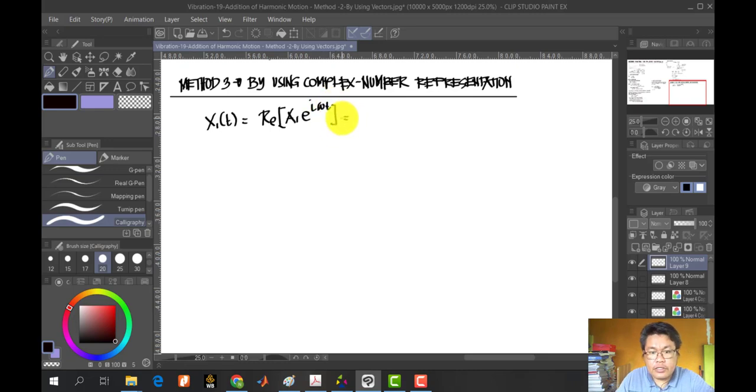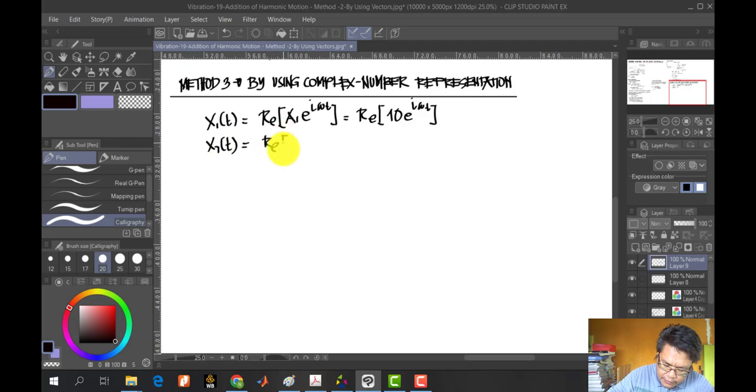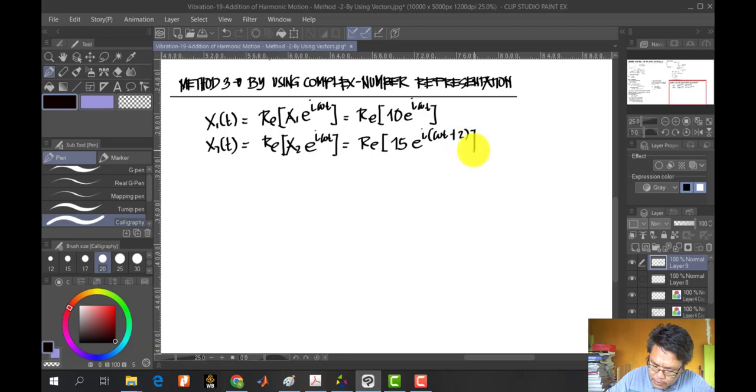Since the amplitude is given, the real part will be 10, times the exponential of i, angular velocity times time. Then for x of 2 as a function of time, we have the real part of a2 e raised to i, angular velocity times time, where the amplitude is 15, and the angle is angular velocity times time, leading by 2 radians, plus 2.